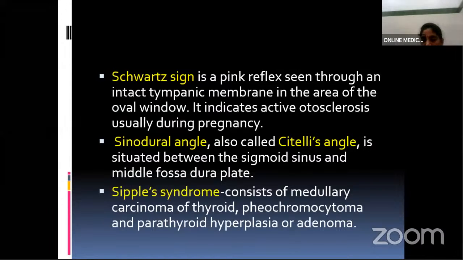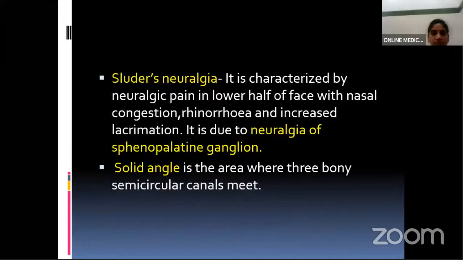Sipple syndrome we all know, no? You would have read it in pediatrics and medicine. It consists of medullary carcinoma of thyroid, pheochromocytoma, and parathyroid hyperplasia or adenoma. So we are worried about parathyroid hyperplasia or adenoma, and medullary carcinoma of thyroid. In case of thyroid carcinomas, especially medullary thyroid carcinoma, we need to rule out other associated conditions like pheochromocytoma and parathyroid adenoma. If you suspect medullary thyroid carcinoma, the whole family should be screened for these conditions. This is called Sipple syndrome.